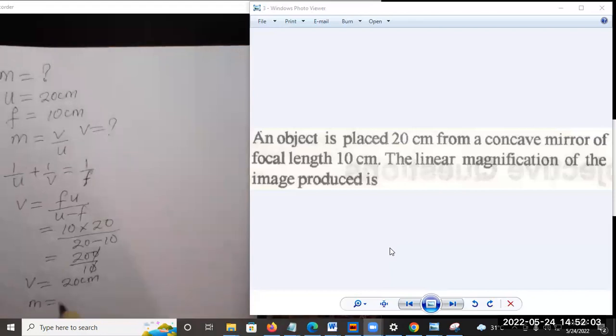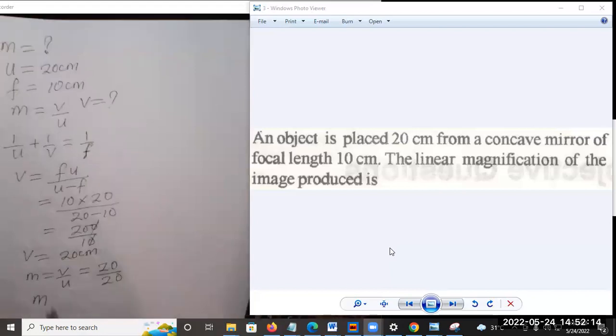Magnification is V all over U, that's image distance all over object distance. That is 20 over 20. Yeah, magnification is equal to 1. The magnification is 1.